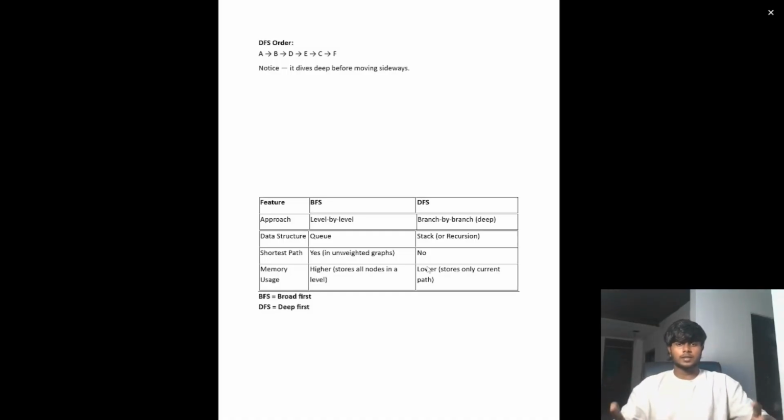Differences between BFS and DFS: the approach in BFS is level by level, while DFS is branch by branch. BFS uses the data structure queue, and DFS uses a stack or recursion. BFS finds the shortest path, while DFS explores all the paths. BFS uses higher storage because it stores all nodes in a level, while DFS uses less because it stores only the current path. BFS is broad first and DFS is deep first.